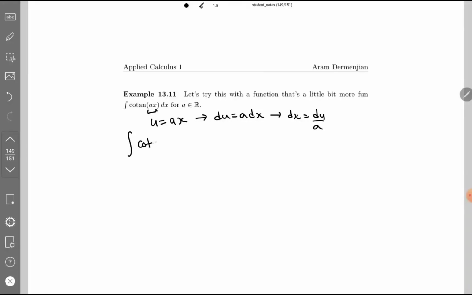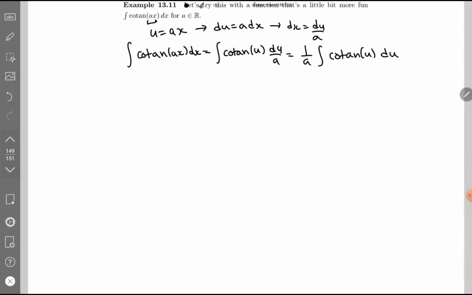And so we have cotan of ax dx. This is equal to cotan of u du over a. So I can bring out an a. Okay, that kind of made life easier, but I still have this u to deal with. Well, let's figure something out. I need something to cancel, right? I was just mentioning this before. So let's see what this cotan equals. Cotan of u is just cosine of u over sine of u, right?